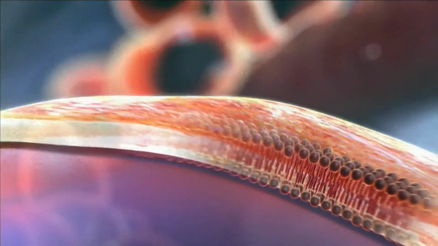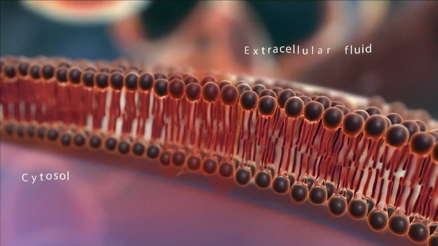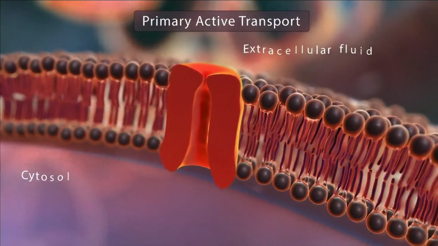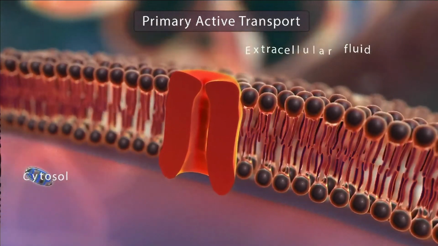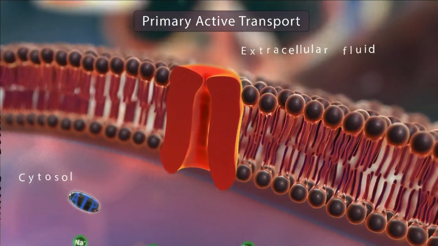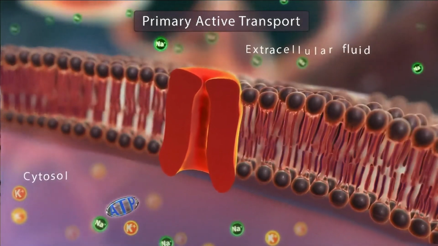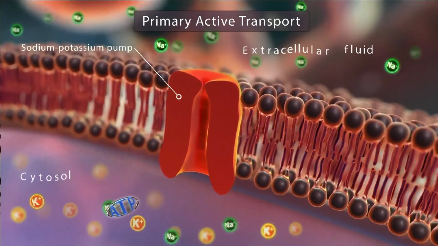There are two types of active transport, primary and secondary. Primary active transport requires energy derived from ATP. An important primary active transport mechanism involves the movement of sodium and potassium across the plasma membrane using a sodium-potassium pump.